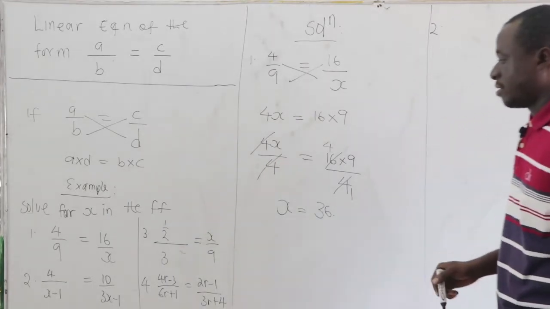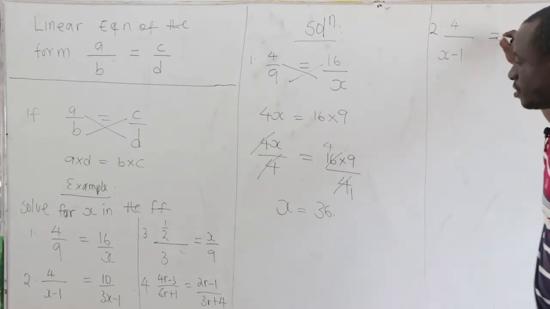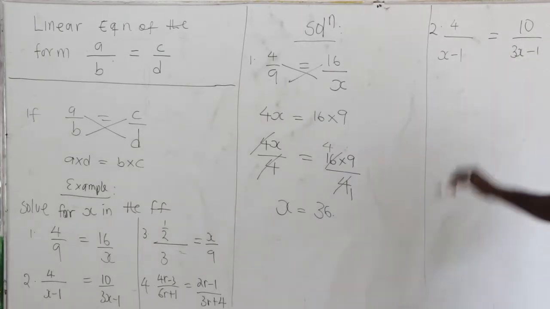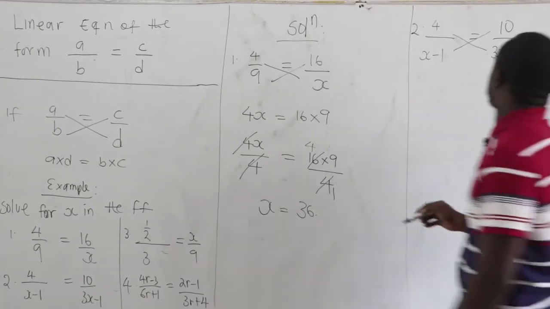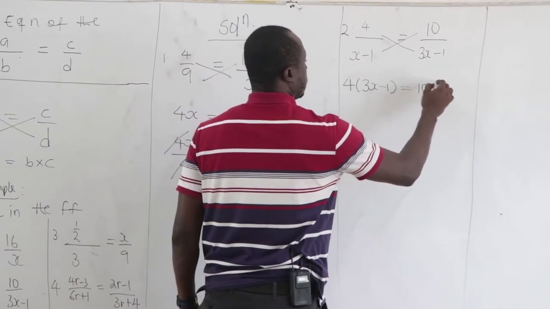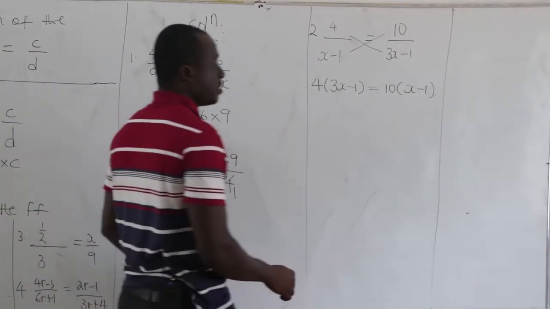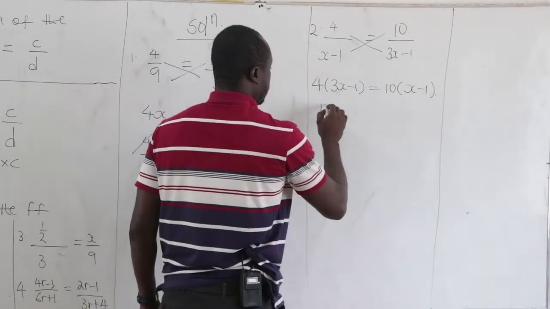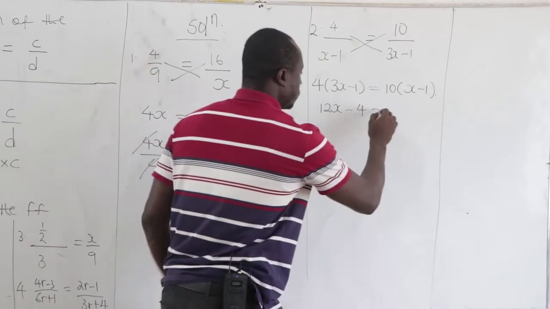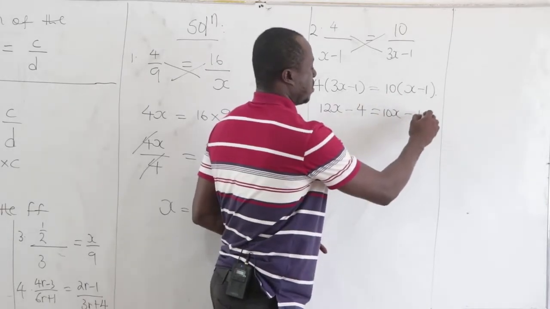Now let's see the second question. We have 4 over x minus 1 equal to 10 all over 3x minus 1. What do we do? We cross multiply. Clearly we have 4 times 3x minus 1 equal to 10 times x minus 1. We expand using the distributive property. 4 times 3 is 12x. 4 times 1 is 4. 10 times x is just 10x. 10 times 1, so you have negative 10.